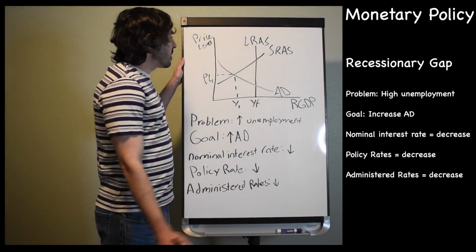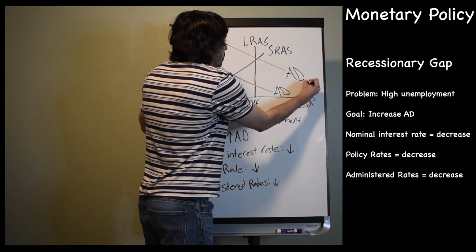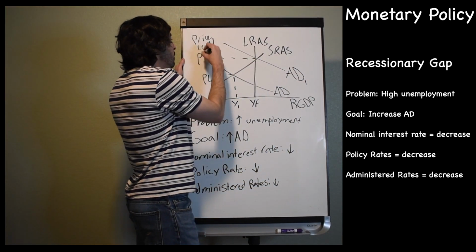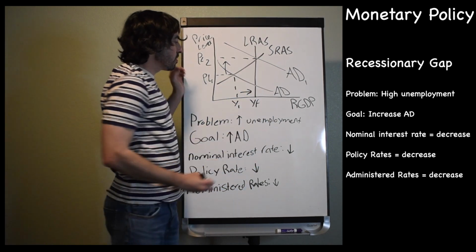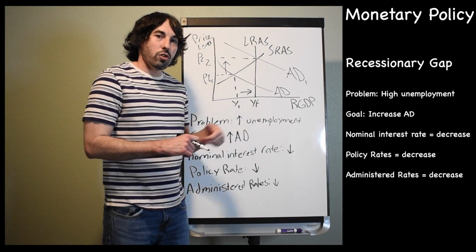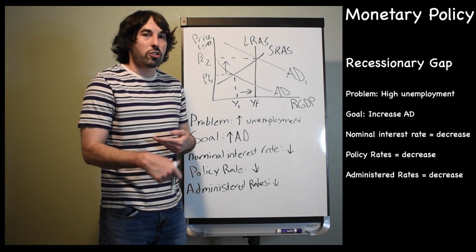All of those things will cause the aggregate demand curve to increase and shift to the right. We'll get out of that recession. The unemployment rate will go down as we get back to the natural rate of unemployment, get rid of all that cyclical unemployment. The price level will go up too. Of course, there's going to be inflation when the interest rate goes down and people are spending more money.